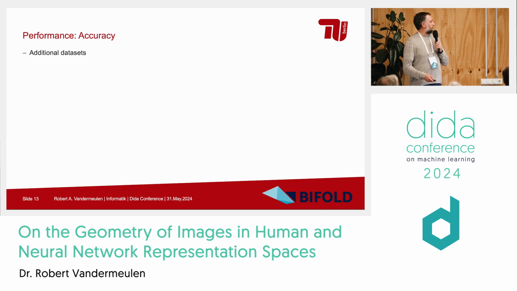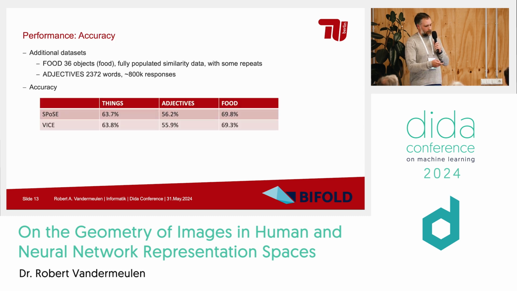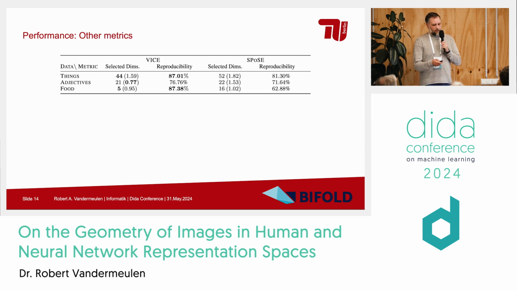Both of these have similar accuracy on various data sets. So these are other data sets. You can probably figure out what they're about, adjectives and food, also with a triplet task, but we see that SPOS and Weiss get approximately the same accuracy on Things. In fact, we know that there's no statistically significant difference. But where it is nice is on other metrics. Weiss finds fewer dimensions for its representation. So we can see here 44 is less than 52.